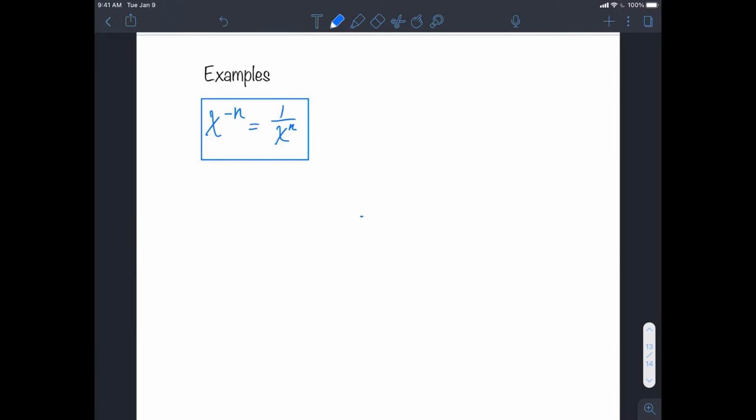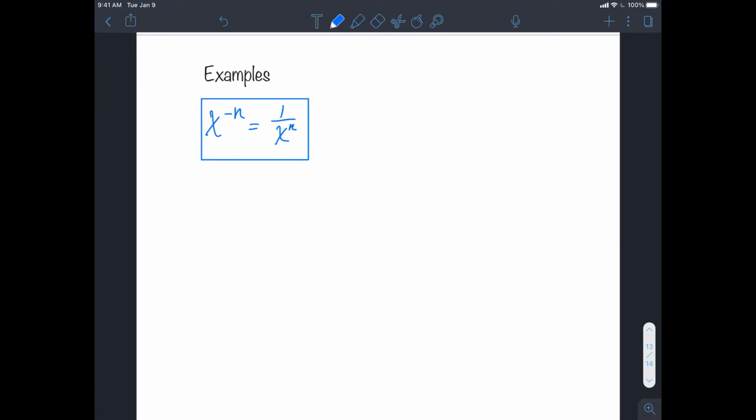In the last video, we saw that x to the negative n is equivalent to 1 over x to the n. Now, there are a number of different ways that this can be used and different contexts in which you'll see examples. So let me show you some variations on this theme.